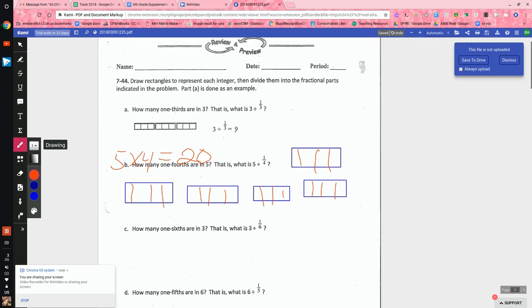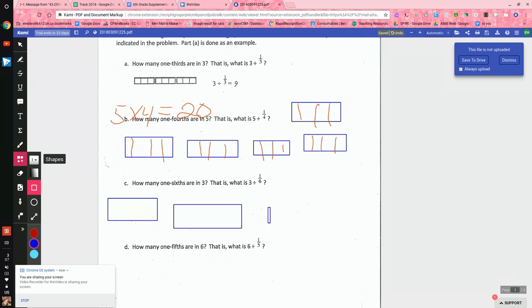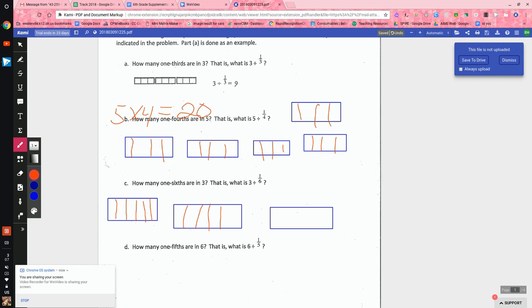Looking at C, how many 1/6 are in 3? So again, if I get my 3 shapes, and I break them into sixths. Five lines in each. I know I have 6, 12, and 18, so my answer should be 18.